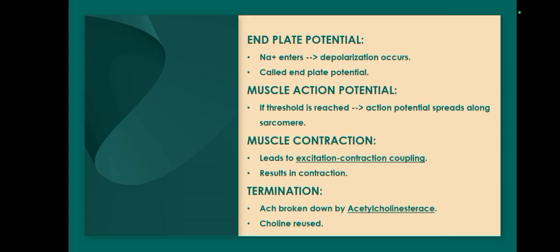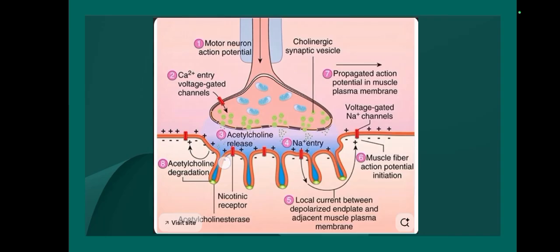Okay. Next we have muscle action potential. If the threshold is reached, it will lead to the spread of the action potential along the whole sarcomere. Which will further lead to excitation contraction coupling, resulting in contraction. This excitation contraction coupling I'll be explaining in the next video. You can see over here in the diagram, this muscle action potential is being generated and the muscle will contract.